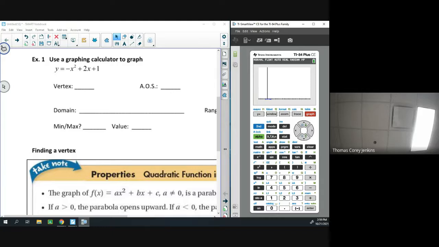And I have my window a little bit screwed up, so bear with me. Let me fix that real quick. Make everything kind of 10 by 10. And we'll look back at it again. Okay, so now it's more obvious. It looks like my vertex is at maybe 1, 2.